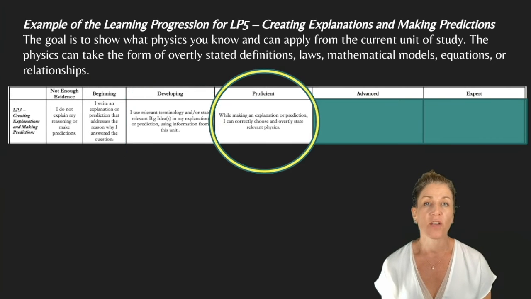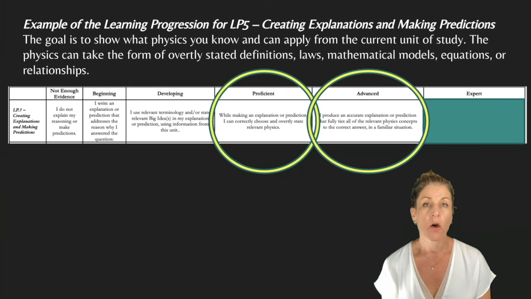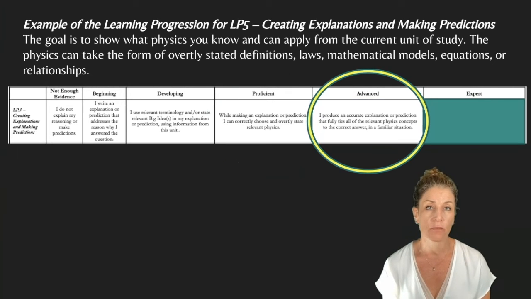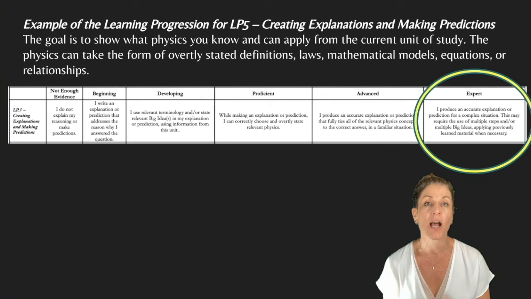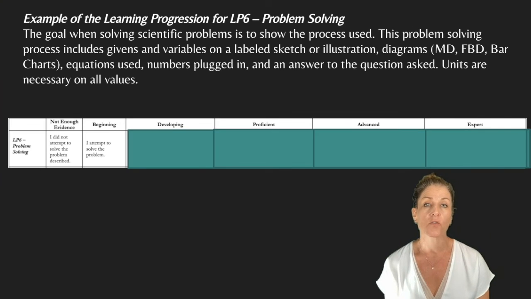To build on that, define those terms so that I can tell you actually understand what they mean and how they apply. You could be wrong in that application, but the meaning of the physics terms should be correct in order to earn proficient. Only after that do we look for the application to be correct. And then the expert level draws in physics from other units of study. So we try to make progress using the skills throughout the year, even as the content changes.